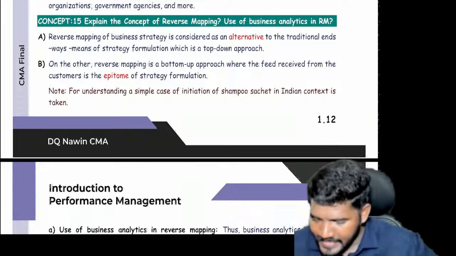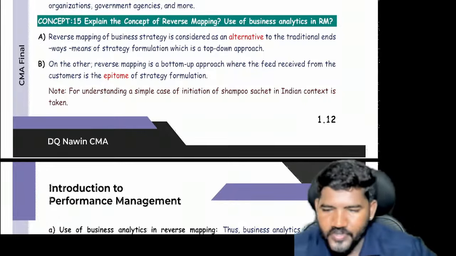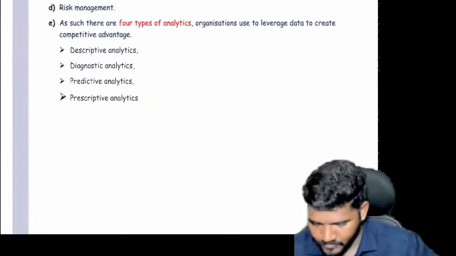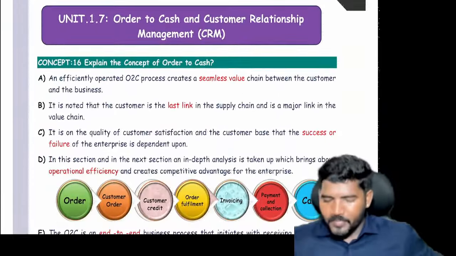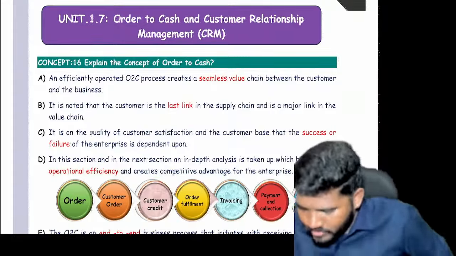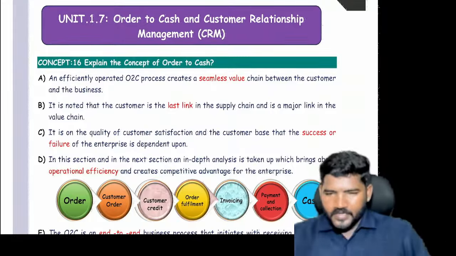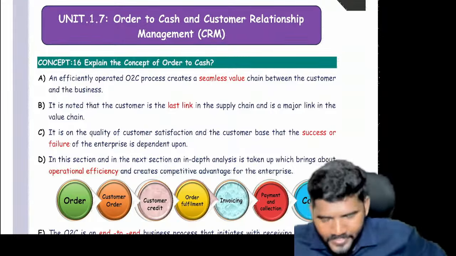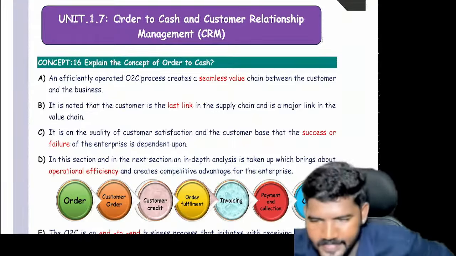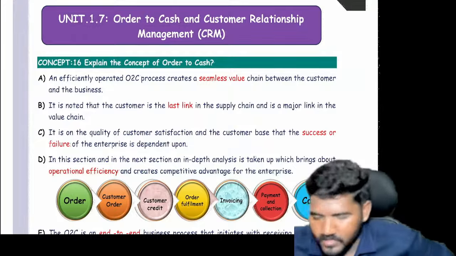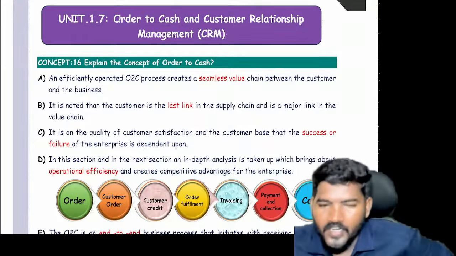It's actually known as reverse engineering, or reverse mapping. So next, when it comes to unit number 1.7, order to cash, or customer relationship management. P2P means credit purchase, O2C means credit sale. Credit sale. Vendor means creditor, customer means debtor.